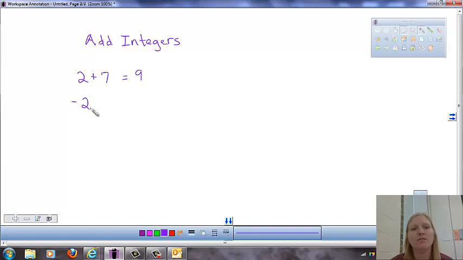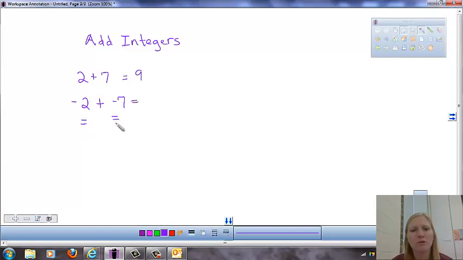Now, when we add integers, let me change this. Let's say it's negative 2 plus negative 7. That one gets a little bit more tricky, because now we're talking about negatives. Two little negative signs. So negative 2 plus negative 7.